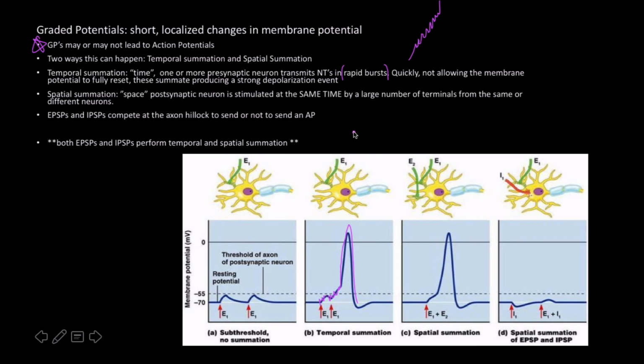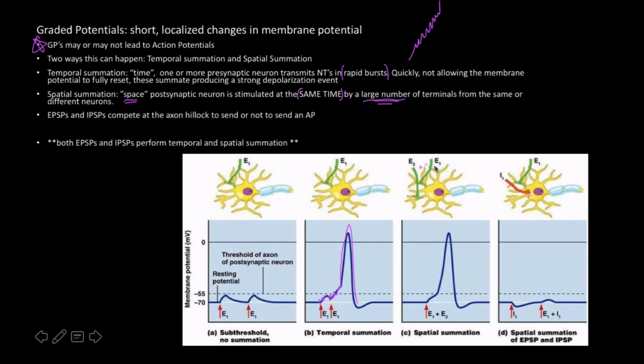So if it's happening at one point in space and happening in rapid bursts, we call that temporal. And that can be excitatory or inhibitory. I think I've said it like 14 times now. But anyways, spatial summation, we're talking about space here. This is where the postsynaptic neuron is stimulated at the exact same time by a large number of terminals from either the same or from different neurons. So right here would be an example of spatial summation, and this would be an example of spatial summation.